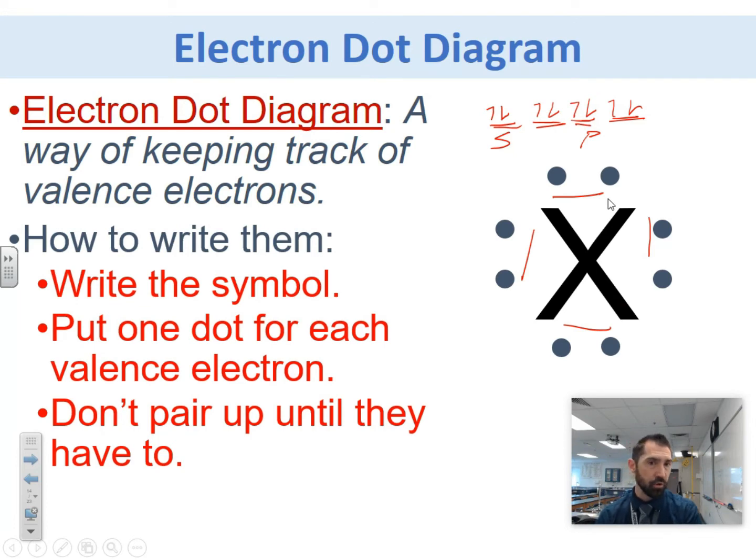So that's the connection there. And like I said, I know this is going to be a noble gas because I count up 1, 2, 3, 4, 5, 6, 7, 8 valence electrons. So I know that's a noble gas. So that's kind of how you use these.